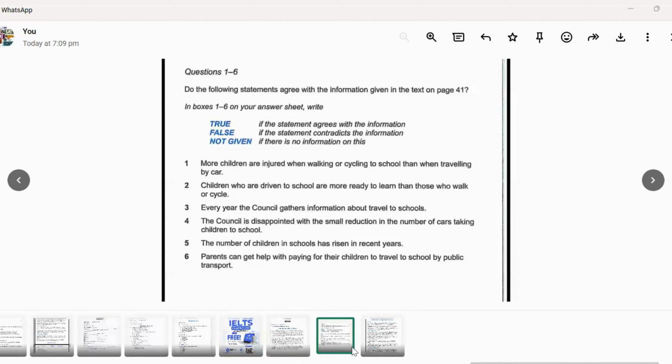Number 1, when you read each statement, try to find out how many ideas are there. Let me say that again. When you read each statement, try to find out how many ideas are in the statement. For instance, look at this number 1. It said, more children are injured when walking or cycling to school than when traveling by car. There are two ideas here. What are those two ideas? The first one is more children are injured when walking or cycling to school. Second one is what? Than when traveling by car.